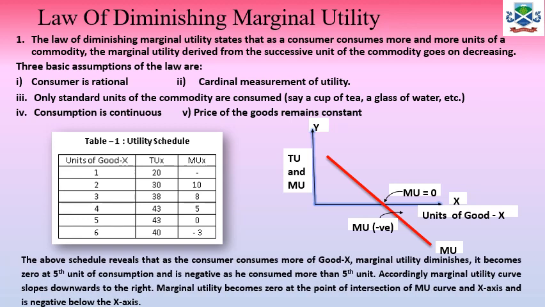Now in the above schedule you understood that while the consumer is consuming good X, marginal utility is diminishing. It becomes 0 at the fifth unit of consumption, and it's negative when he is consuming more than the fifth unit. Accordingly, the marginal utility curve slopes downwards to the right. Marginal utility becomes 0 at the point of intersection of the MU curve with the x-axis and is negative below the x-axis. So that's the law of diminishing marginal utility. I hope this is clear to you. Now we'll move to the next part.